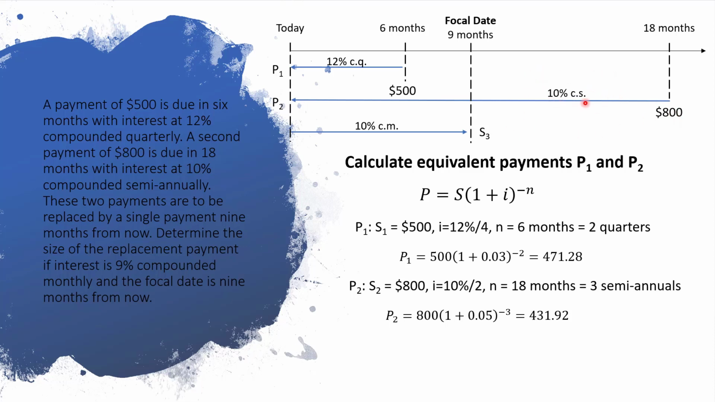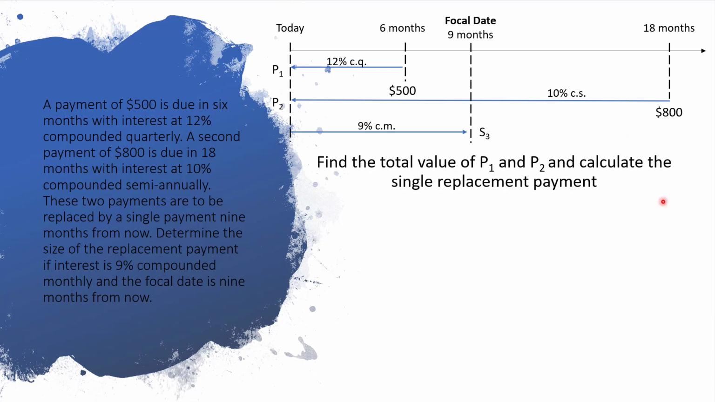I repeat this process for P2, except P2 has a future value of $800, an interest rate of 10% compounded semi-annually, and so I take the 10% divided by 2. The period I want to find is 18 months. I want to find it today, so I move it back 18 months, which is equivalent to 3 semi-annual periods. I need to convert that to semi-annual periods because my interest is compounded semi-annually. When I do the calculation, I have the value of $431.92.